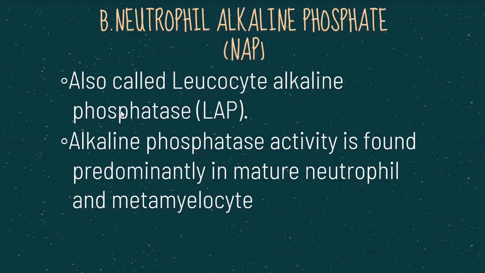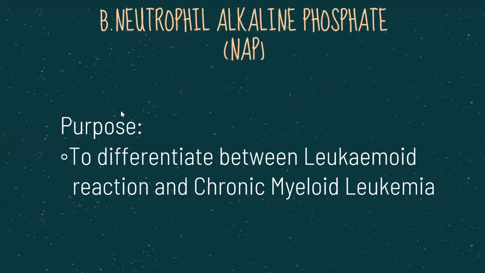Next is neutrophil alkaline phosphatase, NAP, or also called leukocyte alkaline phosphatase or LAP. Okay. So alkaline phosphatase activity is found predominantly in mature neutrophil and metamyelocytes. The purpose ng NAP is to differentiate between leukemoid reaction and chronic myeloid leukemia. Okay? Ano po ba pag sinabing leukemoid reaction? When you say leukemoid reaction, you have an increase in WBC, okay, due to infection or other causes aside from cancer. Okay? When you say chronic myeloid leukemia kasi, this is a form of cancer.